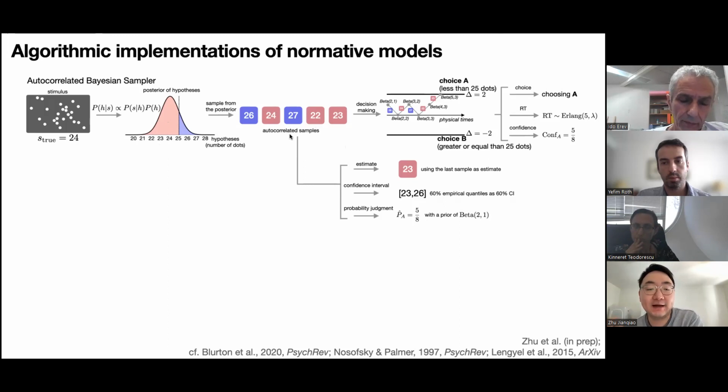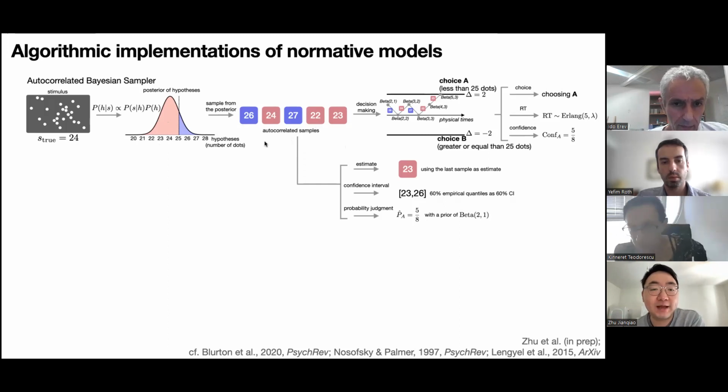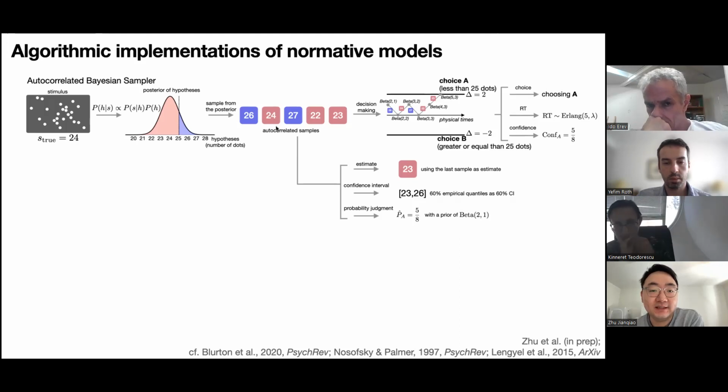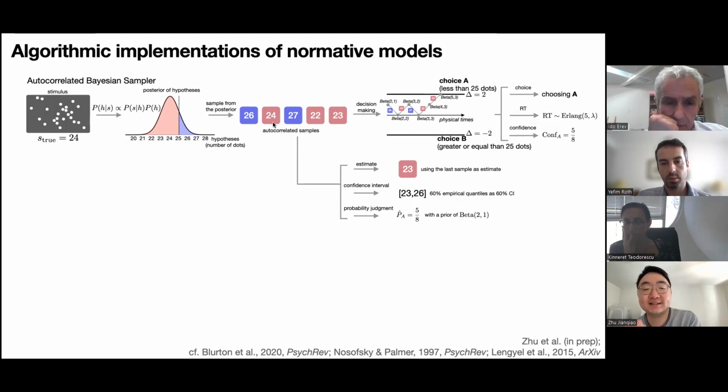And we're assuming that these samples were generated by some local sampling algorithm, for example, MCMC type of sampling algorithms. One byproduct of this MCMC type of algorithm is that the samples will be autocorrelated. So there's some degree of dependency between the samples. Just to illustrate, we show 5 samples drawn, sequentially 26, 24, 27, 22, and 23.